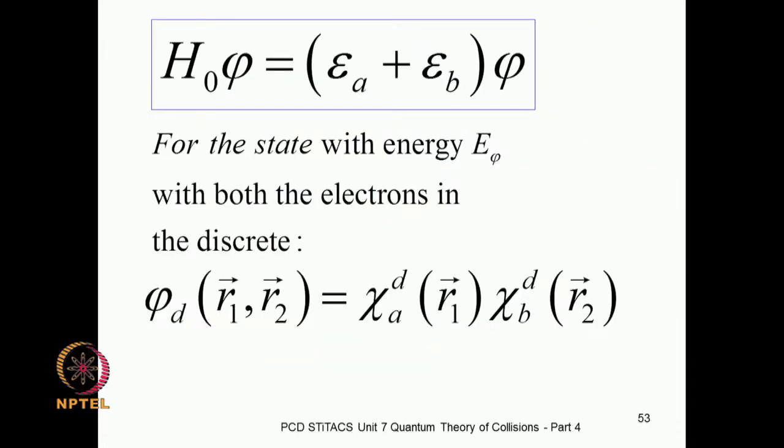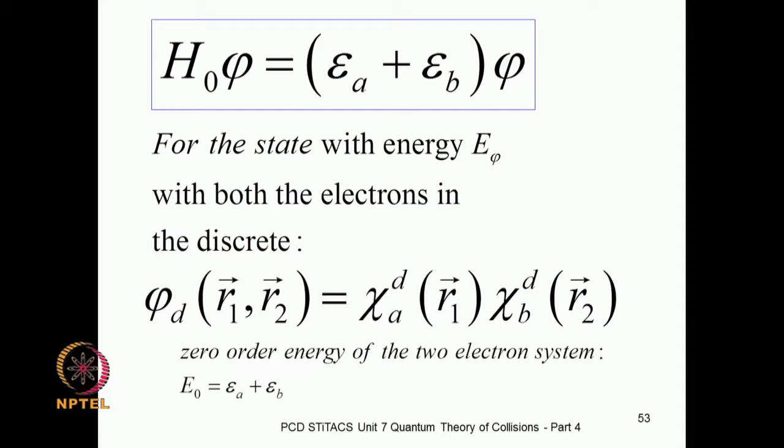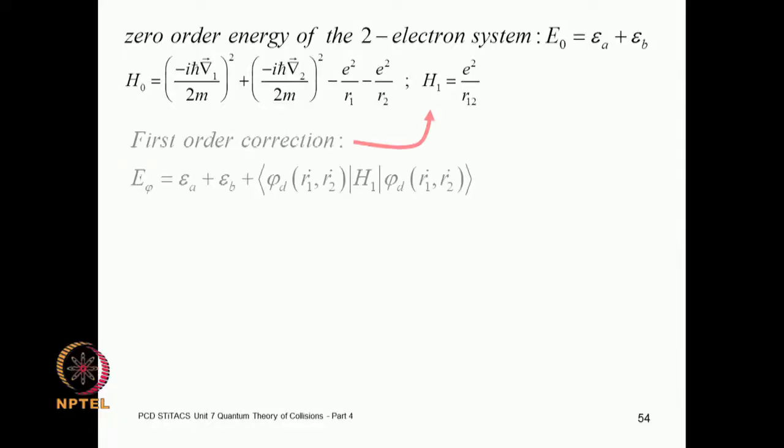Now this is the case when both the electrons are in the discrete. But we considered various possibilities. You can have 1s, 2s, 1s, 3s and so on, but both are in the discrete. But what if one is in the continuum? And this is the zero order energy for the two electron system when both are in the discrete. But then you can also have one in the continuum.